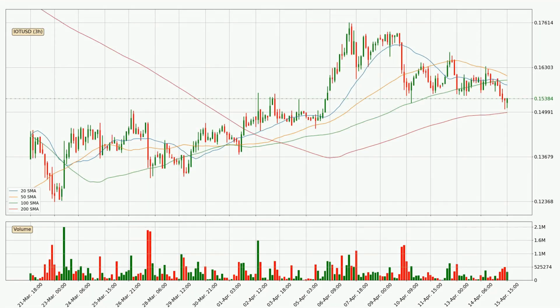Jumping to the 3-hourly simple moving averages, the current price is between the 200 and the 20 SMA. If the price bounces off the 200 SMA, which is currently at 15.0 cents, it could be seen as a support, and the 20 SMA that is at 15.8 cents could be seen as a resistance to the upside. Breaking either way signals a possible further move in the corresponding direction.